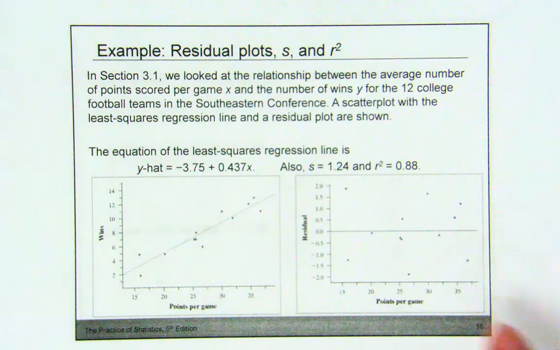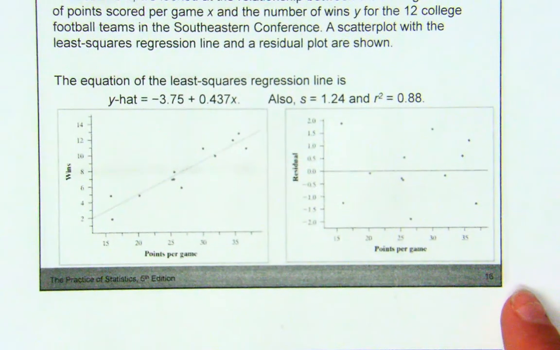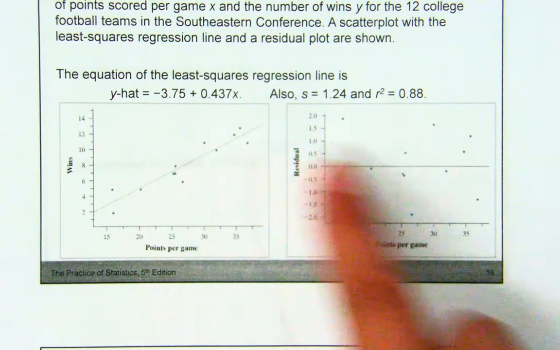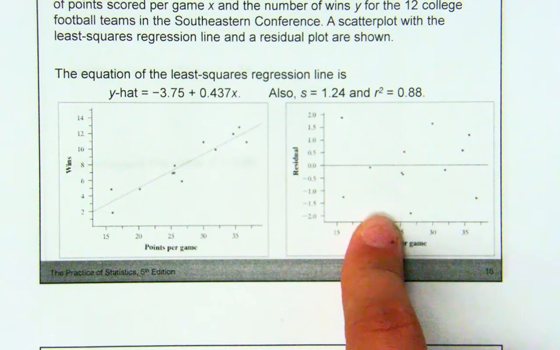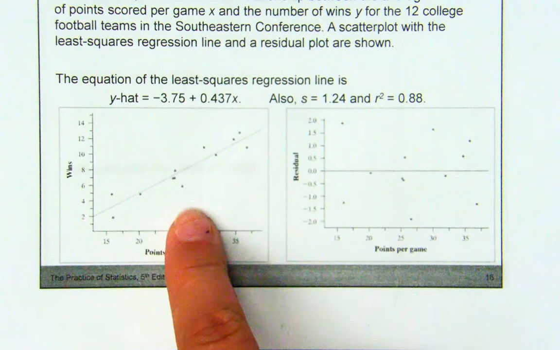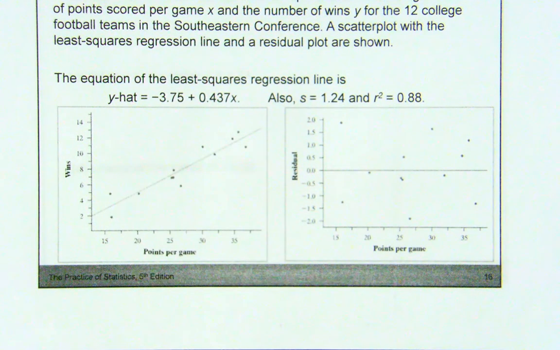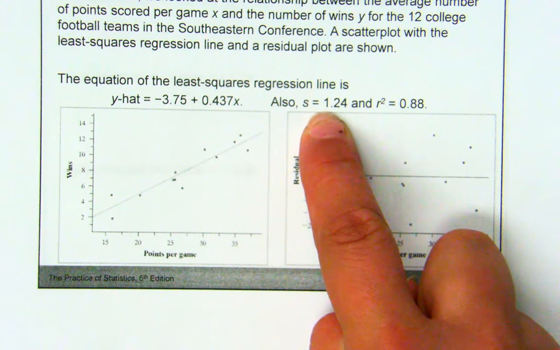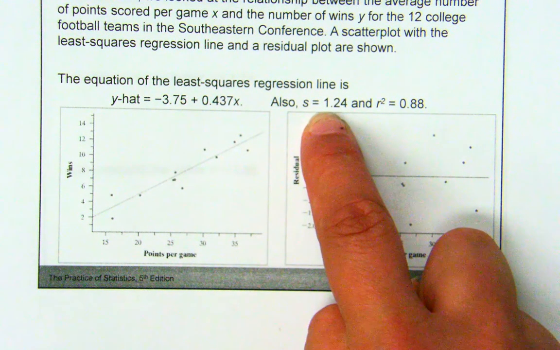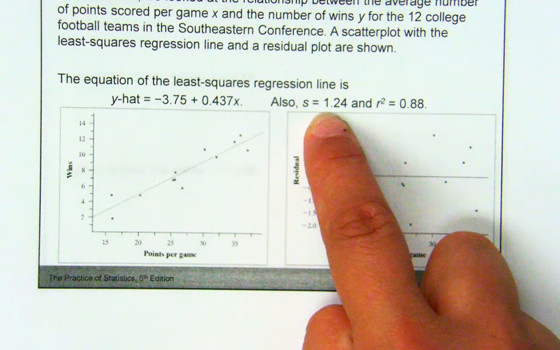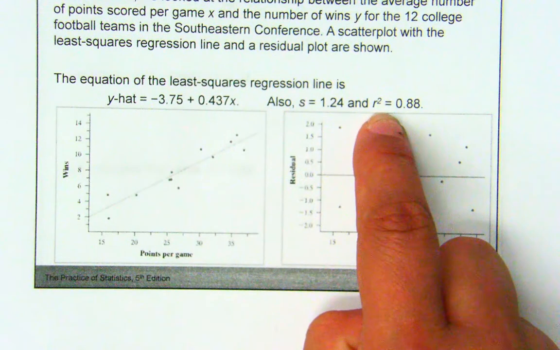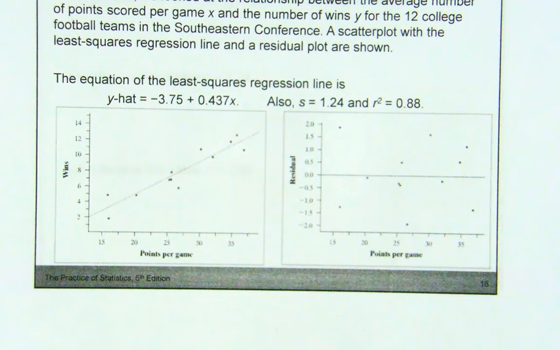Right away looking at this, I'm pretty sure a linear model is a good fit because there's no overall pattern in the residuals. So we're good to go on the regression line. They gave us an equation for y hat: negative 3.75 plus 0.437x. Our standard deviation for the residuals is 1.24. And then our R squared, or coefficient of determination, is 0.88.